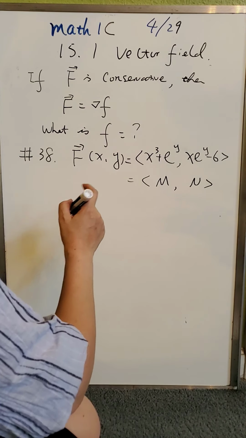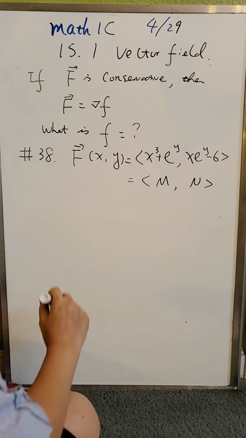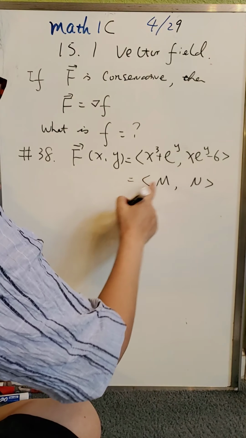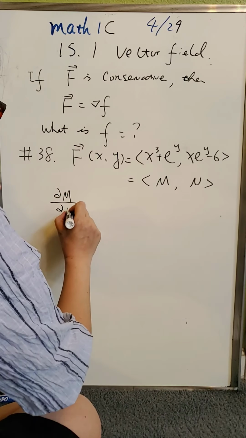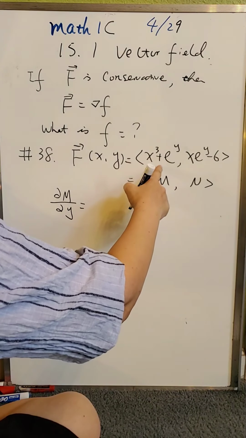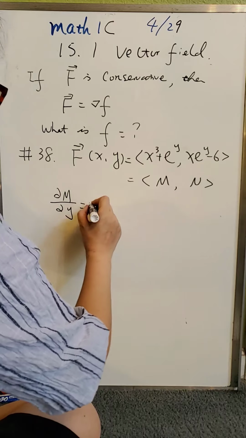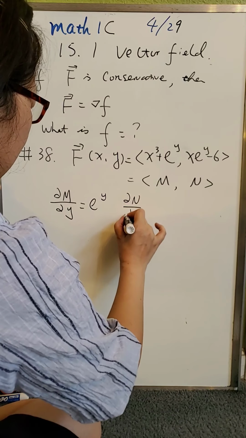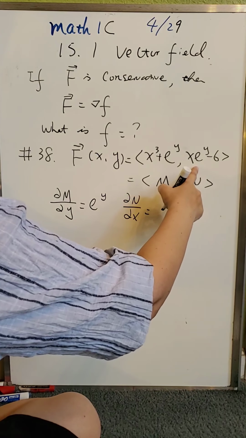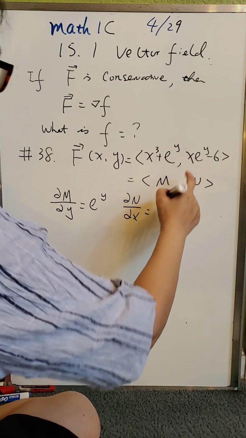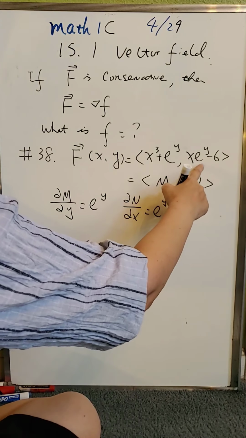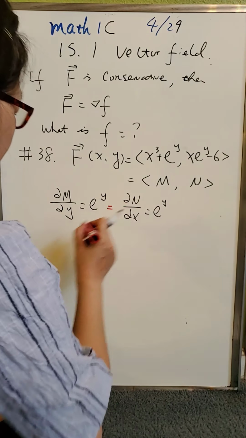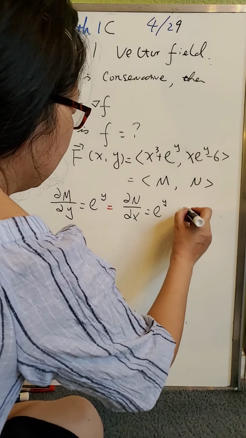So now we want to see if this is conservative first, because if it's conservative, then we have that. So I go del M to del y. This is my M here, so del y just equals e to the y. And this is my N. Del N to del x: this is 0, and this is just e to the y also, because this is a constant coefficient, this is 1. So these two are always equal to each other. If they're equal to each other, then it's conservative.